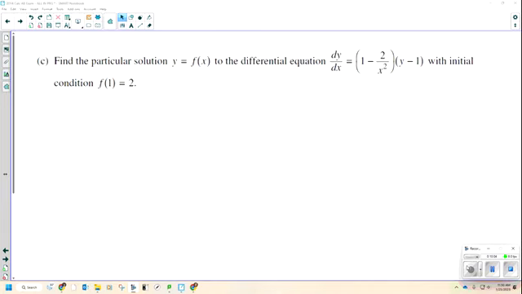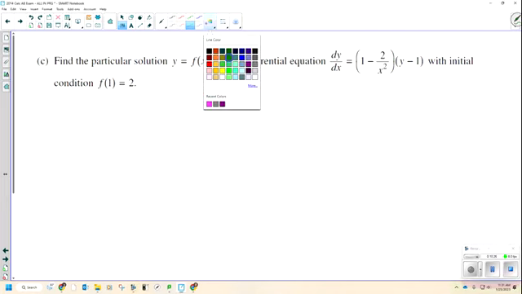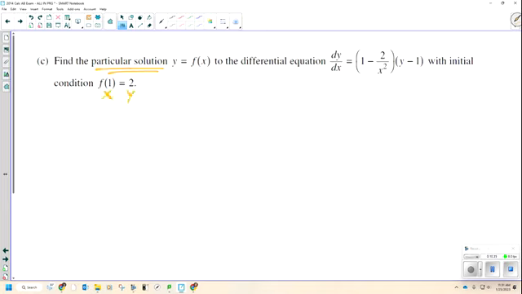Find the particular solution for y equals f of x to the differential equation dy/dx equals (1 minus 2 over x squared) times (y minus 1), with an initial condition of f of 1 equals 2. Okay, so that means I need to find the particular solution, my friends. It's in orange. The solution that satisfies that when x is 1, y is 2. This is a coordinate. You better train your brain if you haven't already. Anytime they give you something like that, that's a coordinate.